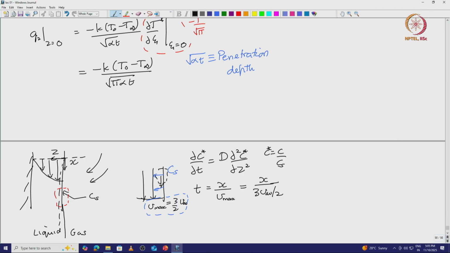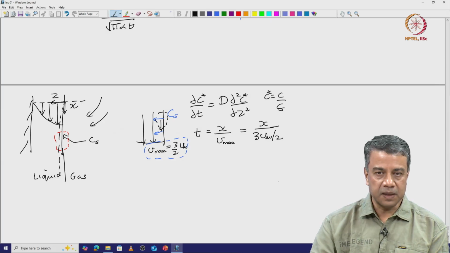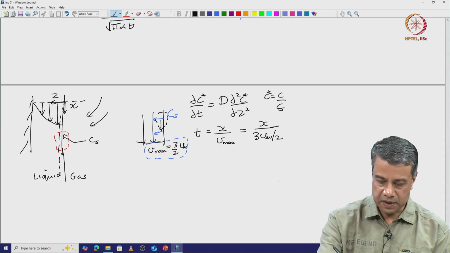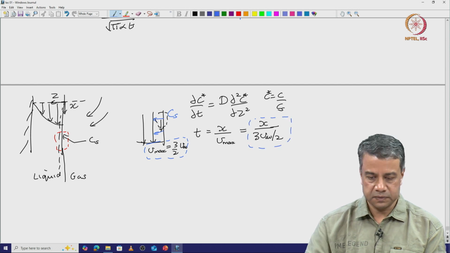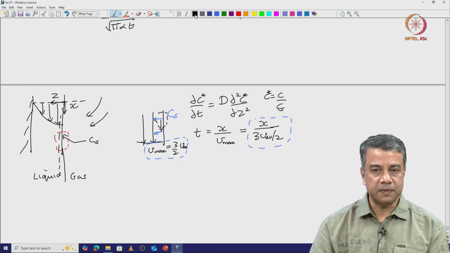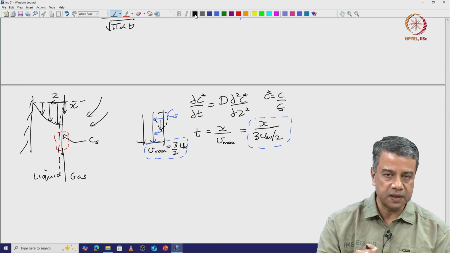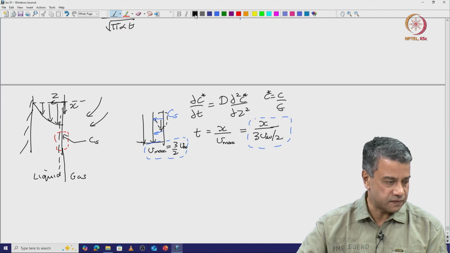So, rather than looking at it as time progresses, you are looking at it as the parcel of fluid is travelling downwards and the time of contact increases, and that time of contact is given by this one. Therefore, the equation is the same, except that the time has now been replaced by the distance travelled divided by the velocity of the surface of the film.